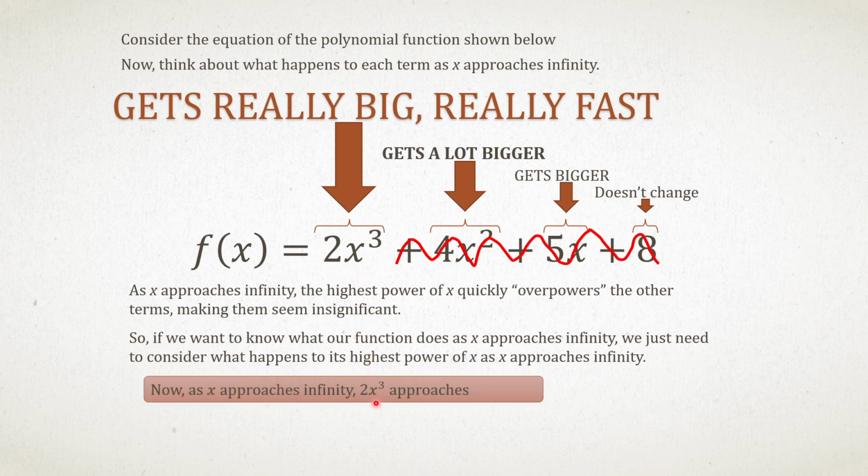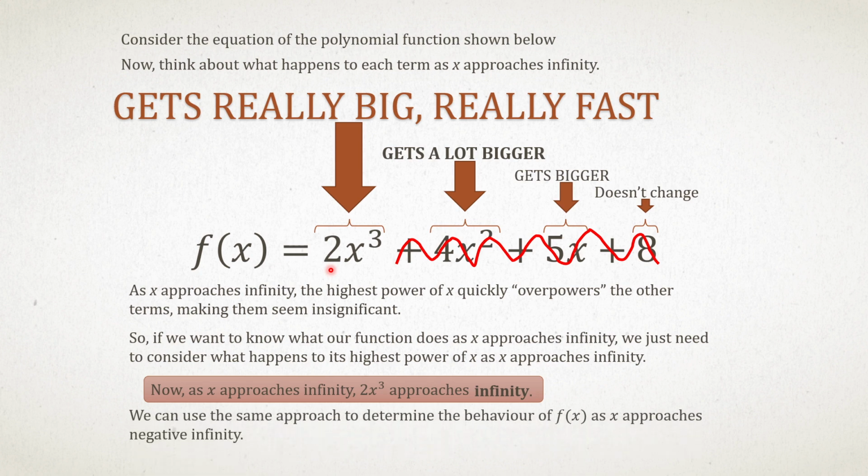Well, what does happen to 2x cubed as x approaches infinity? Well, you imagine subbing in bigger and bigger values for x, and when you cube them and then multiply by 2, the results that you're going to get are also going to be getting bigger and bigger and bigger, and they're going to be positive as x approaches infinity. So we could say that as x approaches infinity, 2x cubed also approaches infinity.